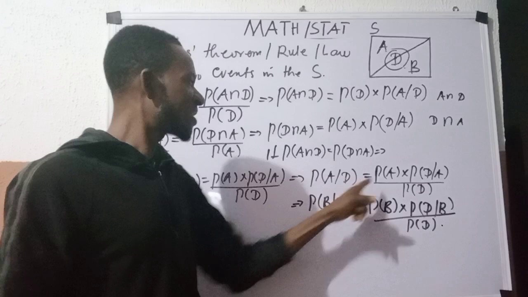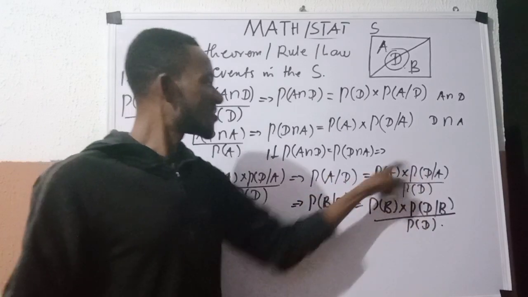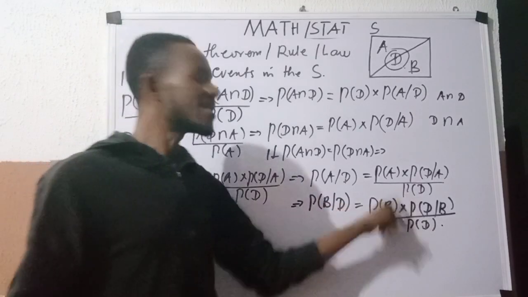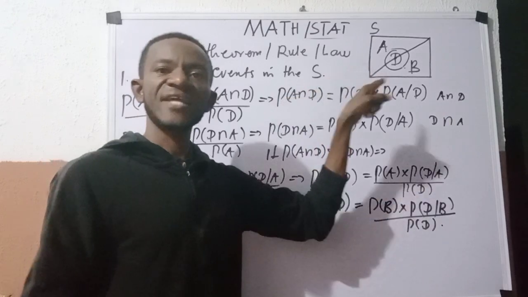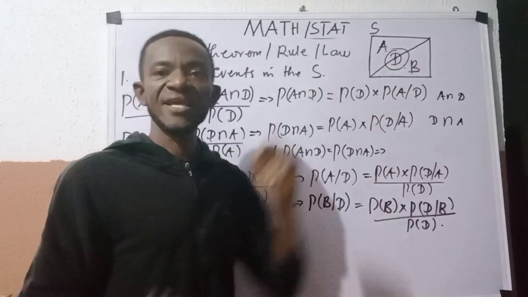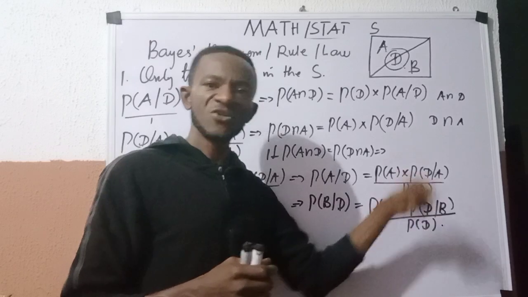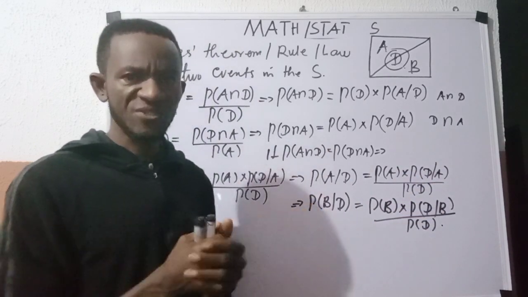But then, if you check this formula, you find out that this formula only contains A and D in every expression. This formula contains only B and D in every expression. So none of them contained the three events, A, D, and B. So we need to make some little adjustment here to arrive at what we are looking for. How do we make that adjustment?